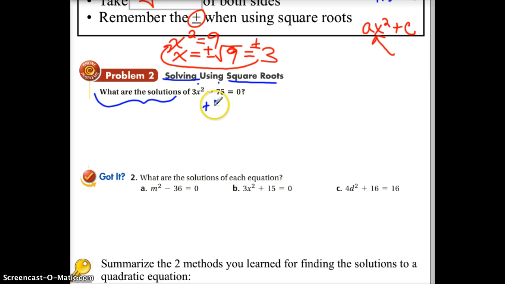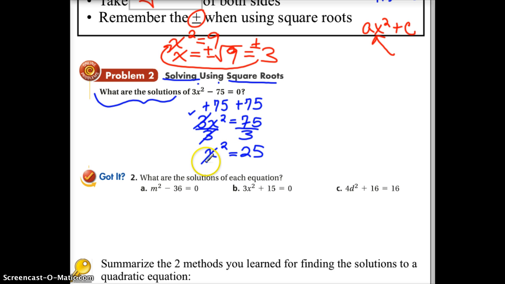So what that allows me to do is isolate that x squared by doing inverse operations. I add 75 to both sides. Now I'll get 3x squared is equal to 75. The inverse of multiplying by 3 is to divide by 3, so I divide both sides by 3. I get x squared is equal to 25. And when I take the inverse operation, the inverse of squaring is to square root. What that means is if I take the square root of both sides, the square root of x squared is x. Watch it with the number.